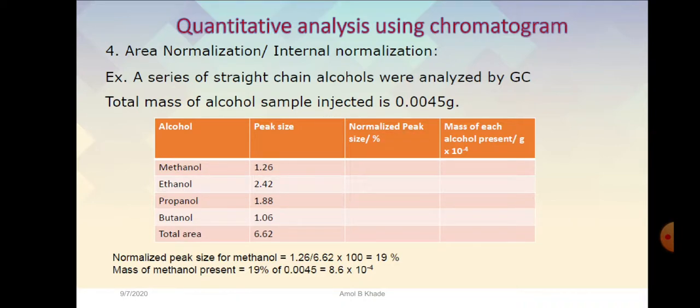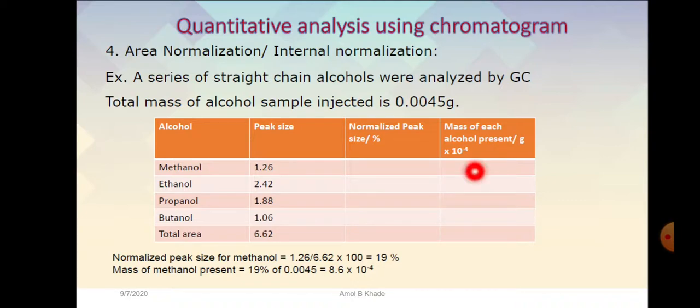For example, let's say in the first case of methanol, the peak size is 1.26. We divide that by the total area, because the total area we are considering as 100%. So 1.26 divided by 6.62 multiplied by 100, as we want a percentage. So it is 19%. So 19% is the contribution of the methanol peak.